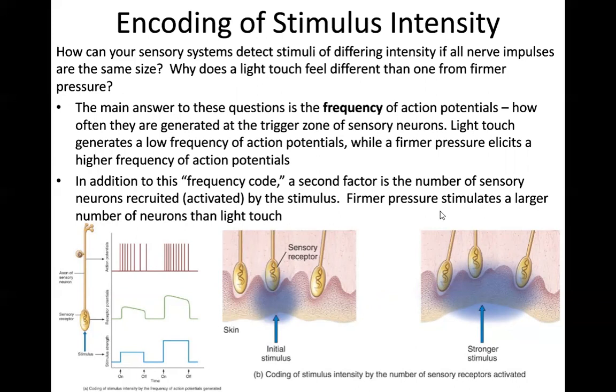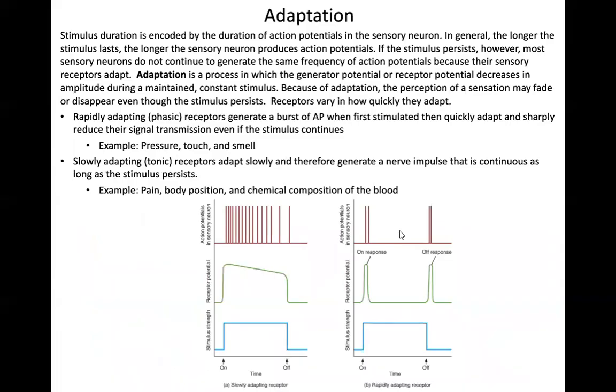Firmer pressure, for example, stimulates a larger number of neurons than light touch. A stronger smell is going to stimulate more neurons in our nose than a weak smell. A strong itch is going to stimulate more neurons than a weak itch. Make sense? We experience different intensity of sensations all day, every day, and our brain processes that.